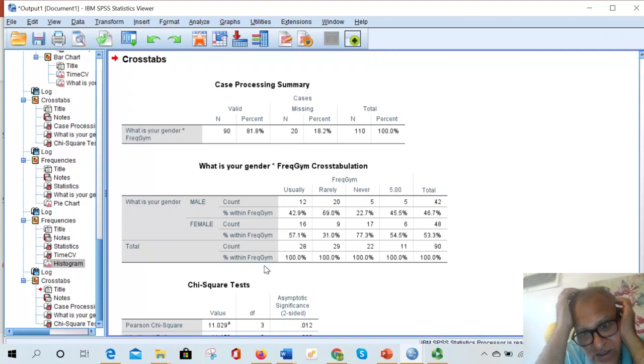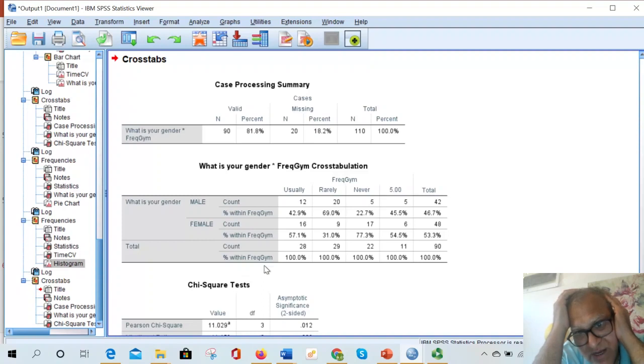And now if you look at male and female under the usual category, males are 42% and females are more. If you compare rarely, then males are 69% and females are 31%. Now look at the other side, people who go rarely, option 4 and 5, you see 77% female versus 22% males.